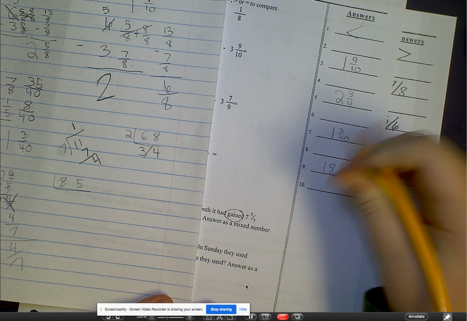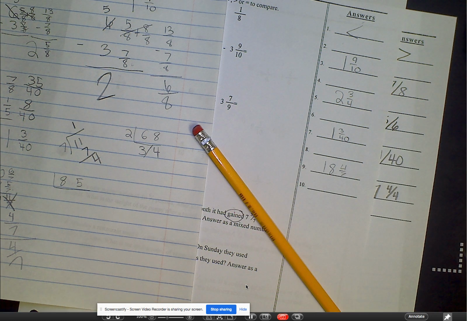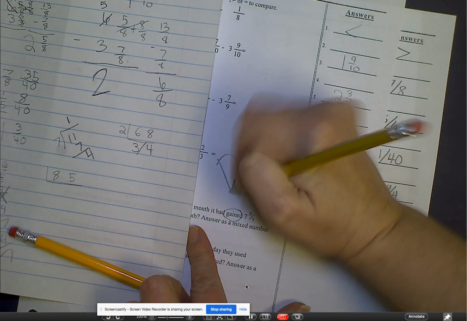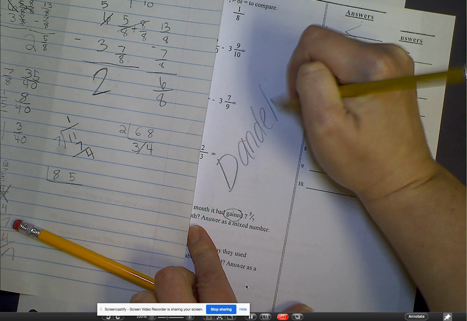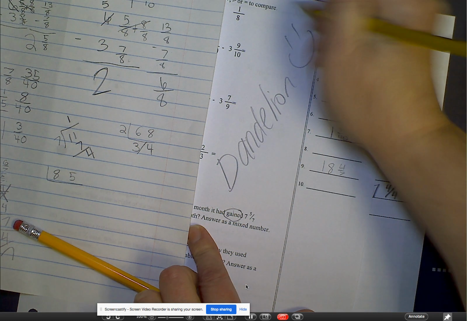So who is our guest today? Charlie. And Charlie, what's the secret word? Dandelion. Okay, I'm going to write it on here. Dandelion. Yay, dandelion secret word.